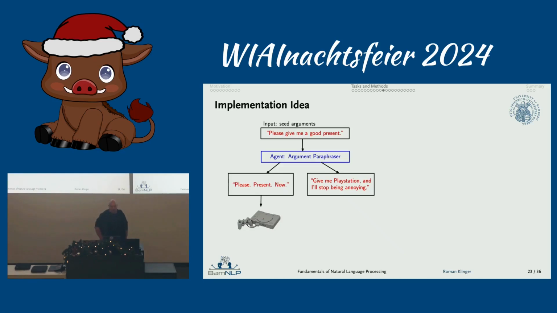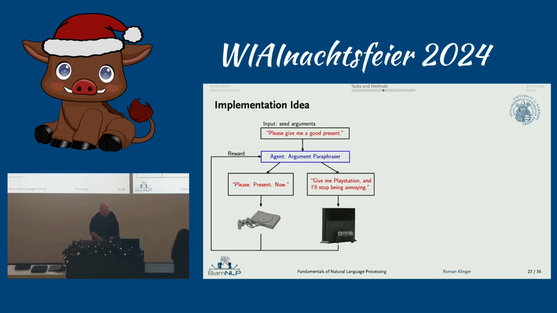And so perhaps for please present now, you get a PlayStation 1. And for give me a PlayStation and I'll stop being annoying, we get a PlayStation 4, I think. Not the best, but I mean, 5 was out. Then we calculate the value of these things. We feed this back into our argument paraphraser and can optimize this paraphraser, for instance, with preference learning or some other algorithm to optimize the parameters in there. And we have an argument system.